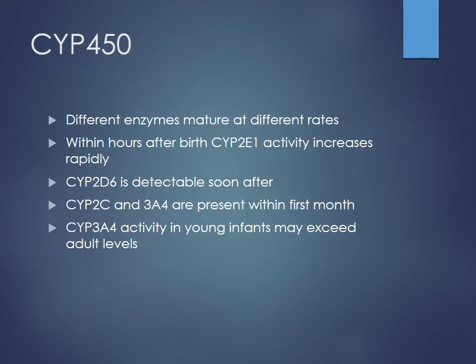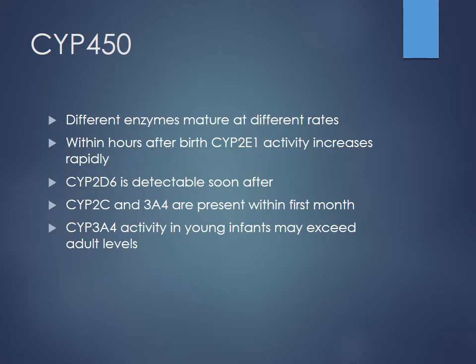So anyway, specifically with CYP450, the enzymes will mature at different rates based on which specific enzyme you're talking about. So for example, something like CYP2E1, does anyone know anything good that gets metabolized by CYP2E1? Probably not. Alcohol is a good example of one that gets metabolized by that. Acetaminophen is going to be another one that gets metabolized by 2E1. That actually has increased activity pretty rapidly. Things like 2D6, which are really important for a lot of heart medications, a lot of neuro medications, will be detectable soon after that.